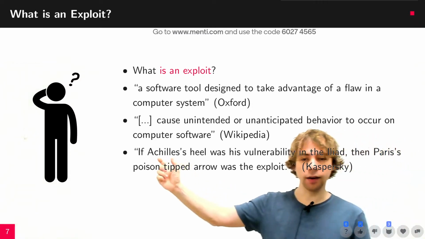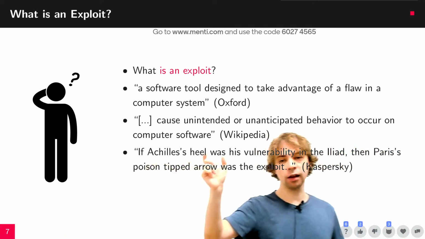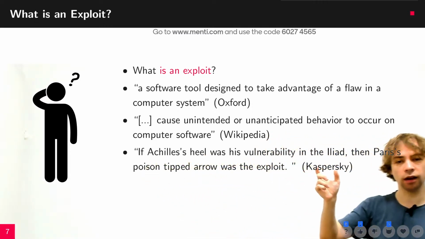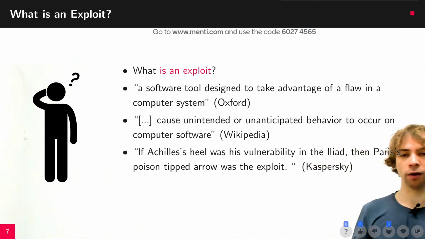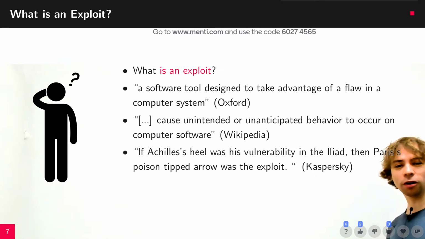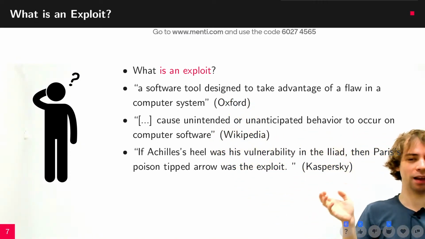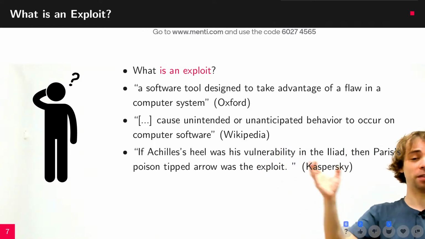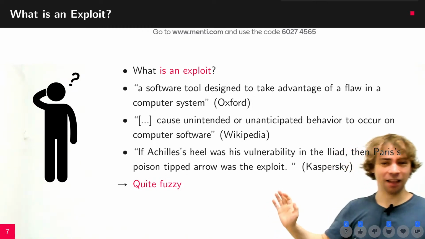And then Kaspersky writes: if Achilles' heel was his vulnerability in the Iliad, then Paris's poison-tipped arrow was the exploit. Just as a historic reference here. But what you also notice here is: software tool, unintended, unanticipated behavior on software. Something with the Greeks? I don't know. So what could it be?